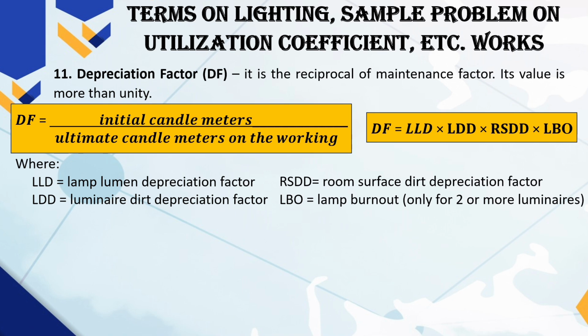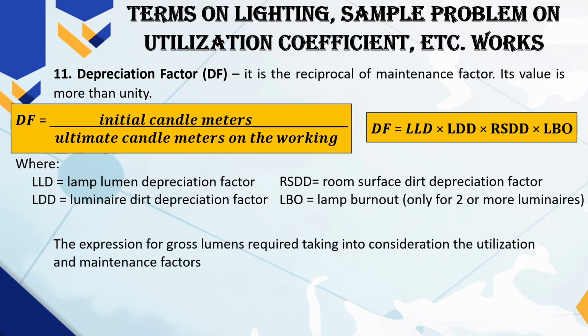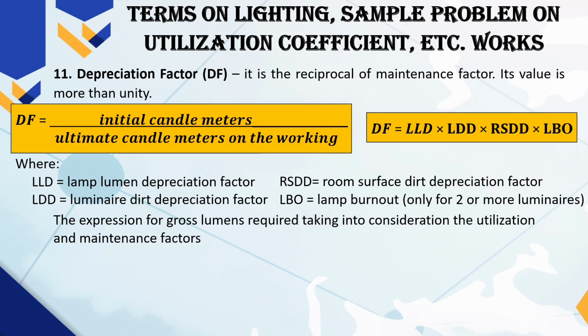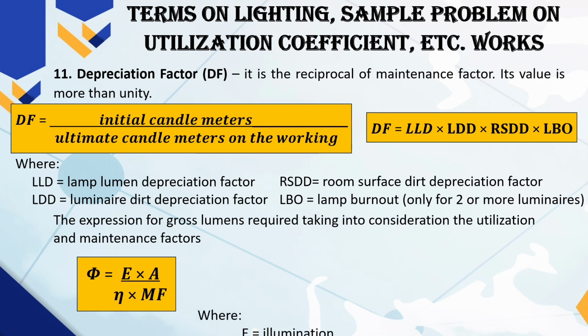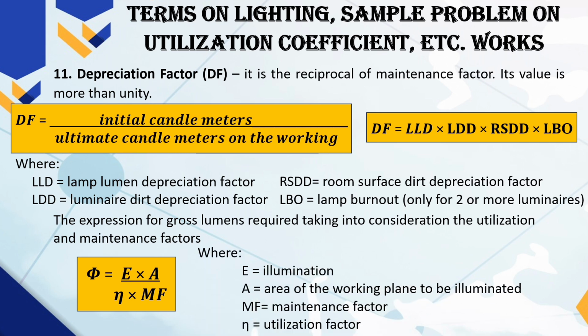The expression for gross lumens required, taking into consideration the utilization and maintenance factors. We also have another formula: luminous flux is equal to E multiplied by A divided by N multiplied by MF, where E is equal to illumination, A is equal to area of the working plane to be illuminated, MF is equal to maintenance factor, and N is equal to utilization factor.